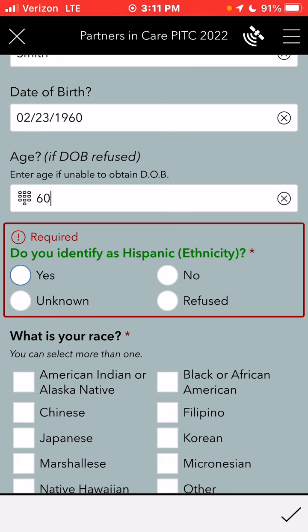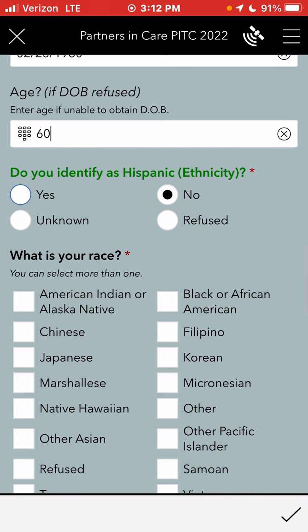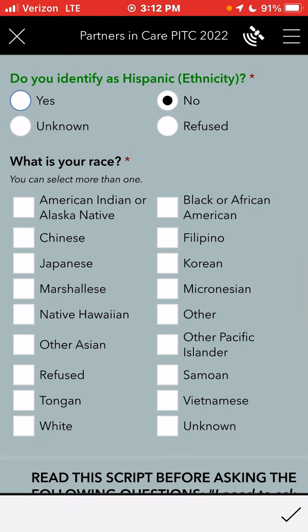The next question is, do you identify as Hispanic? Yes, no. If they say I don't know, you can press unknown. And if they don't want to answer, you can press refused. Please remember that throughout the survey, if someone does not want to answer a question, that is fine. You cannot make anyone answer the question, and you'll simply put refused for the answer.